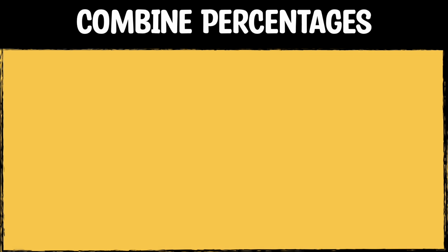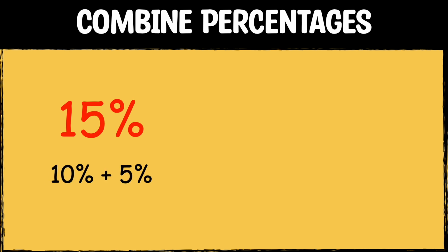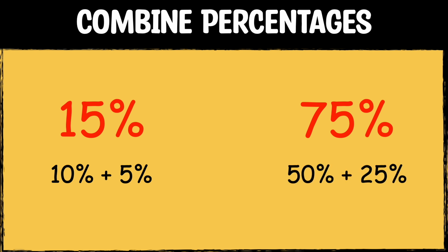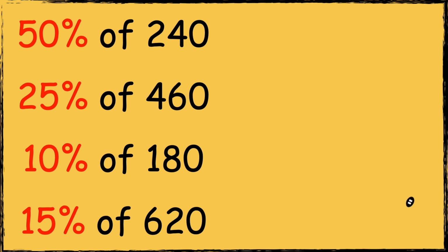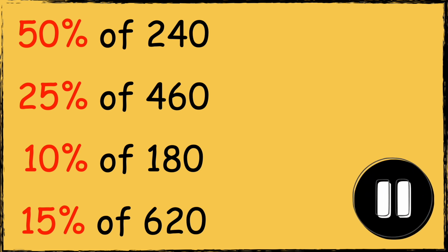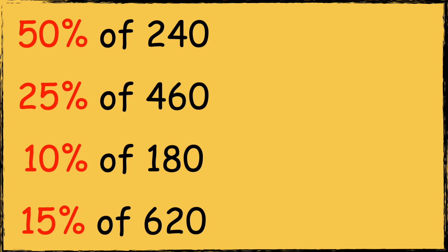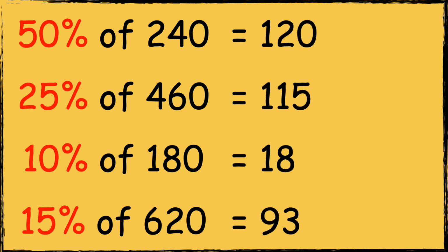Once you've got the basics, you can combine them to find even trickier percentages. For example, if you wanted to find 15%, you find 10% and 5% and add them together. Or if you want to find 75%, you can add together 50% and 25%. Now it's your turn. Pause the video to give yourself time to calculate these percentages. Check your answers before moving on to the final method.